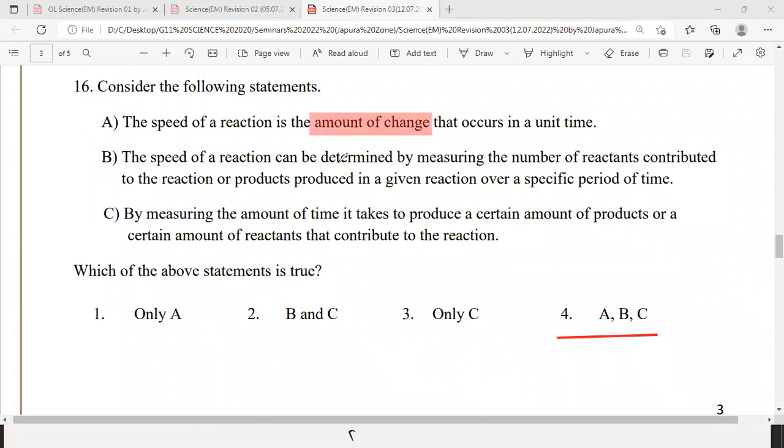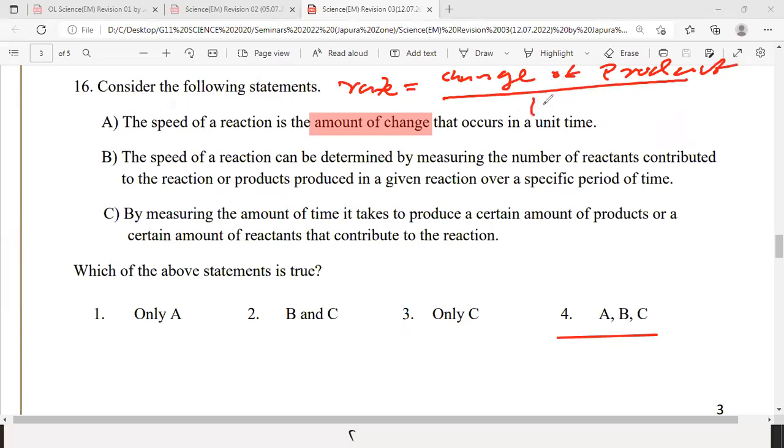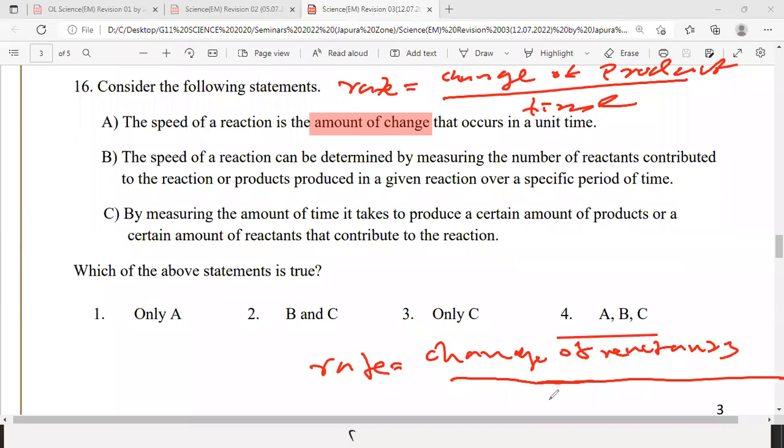Change of reactants or change of products over time taken. You can write the equation from this. Rate equals change of products over time taken, or you can write change of reactants over time taken. So you can write two equations for the rate of the reaction. Or you can write rate equals change of reactants over time taken. That is also correct. Concentration of reactants, or change of the mass of the reactants or products, you can take.